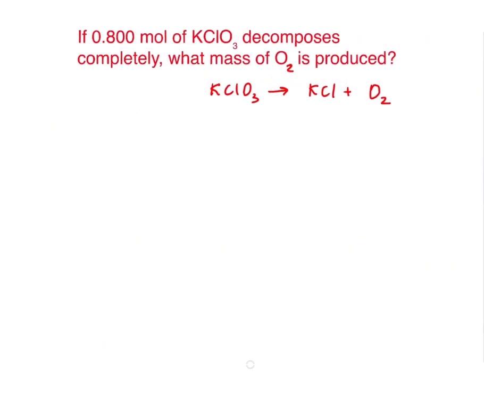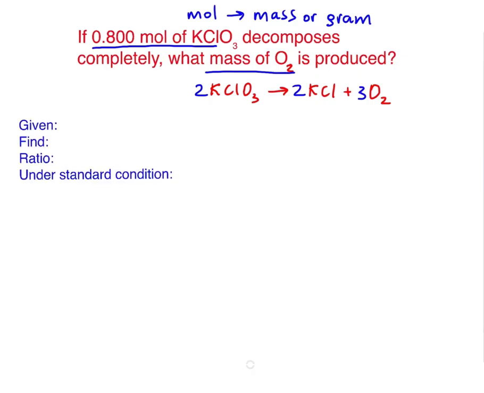The next problem is: if 0.800 mole of KClO3 decomposes completely, what mass of oxygen, or O2, is produced? Again, you're given the mole, and you need to solve for a mass. So it's a mole to mass, or mole to gram. First, what you need to do is, of course, balance the equation. And here I did balance it, so it's 2, 2, and 3. That's what I put. It's the mole of each of these molecules.